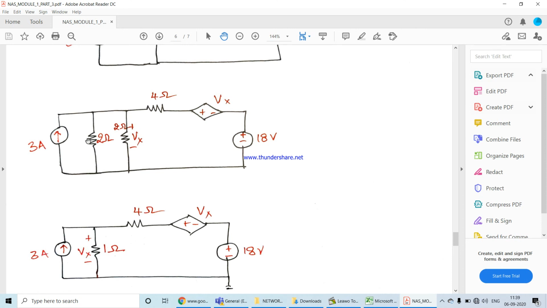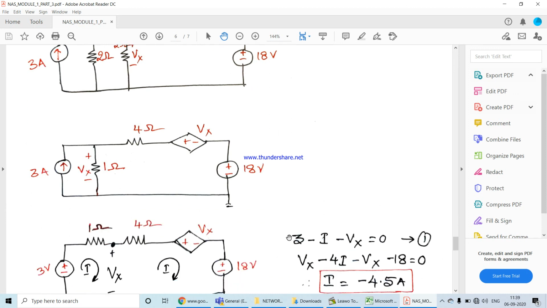So therefore I will convert this 2 ohms in parallel with 2 ohms to one single resistance, which is 1 ohm, and Vx will be across that 1 ohm. And this is the remaining part of the circuit which you can see here.